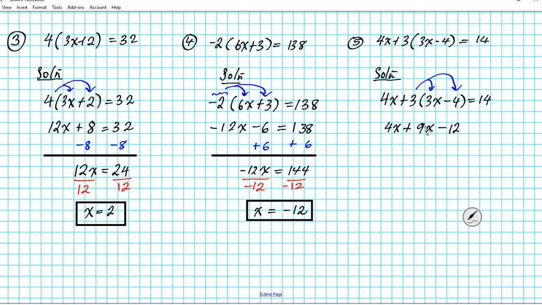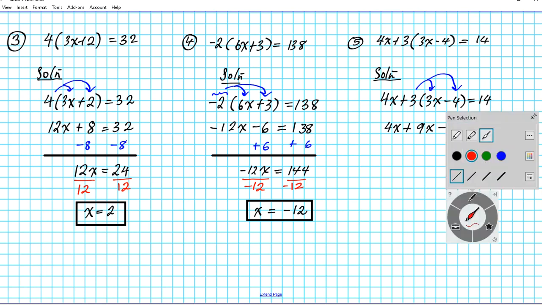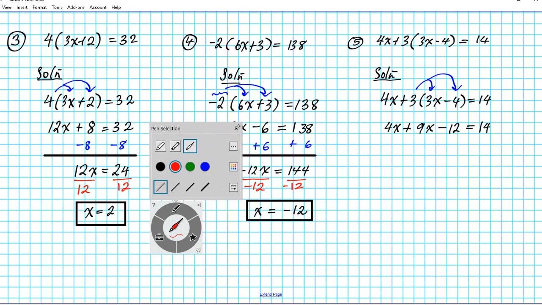Okay, now that we've got rid of the parentheses, we are now going to proceed to see if there are like terms that we can combine. Now, do you see any like terms that can be combined here? Absolutely. 4x and 9x are like terms in the variable x of the first degree. Okay, combine those by adding the coefficients. That gives us a positive 13x minus 12 is equal to 14.